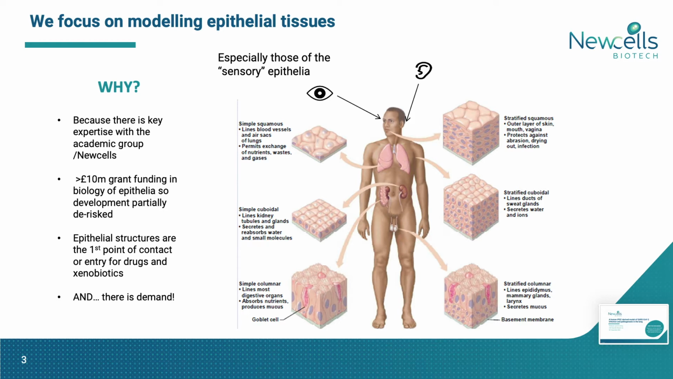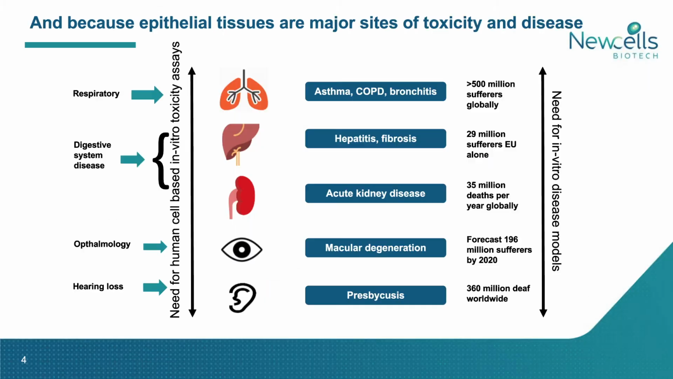But our principal reason for investigating these tissues is that quite often epithelial structures are the first point of contact or entry for drugs and xenobiotics into the human body. So if there are any toxic responses or any physiological responses going to occur, it's likely that they will happen long before other organs. So the areas that we're particularly interested in at New Cells, of course, are the human lung, kidney, liver, and of course the sensory epithelia being the retina and the inner ear. Primarily because there is enormous demand for those.